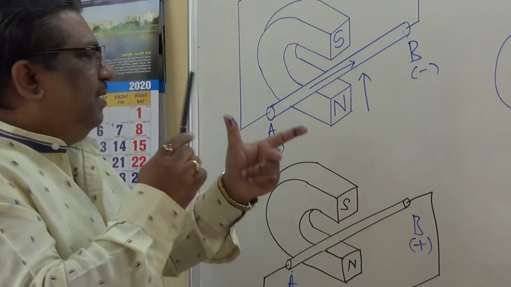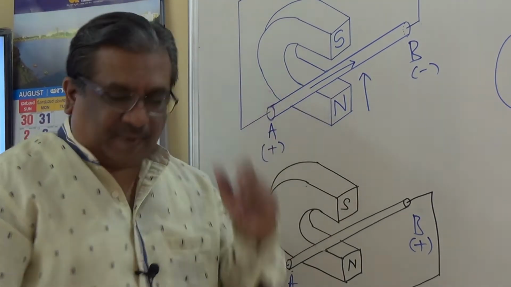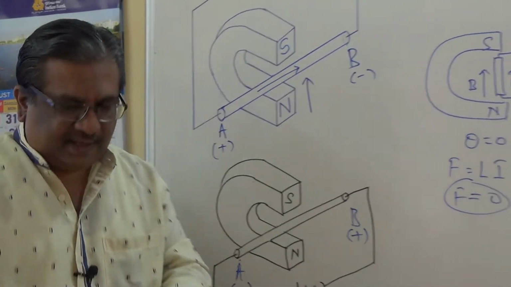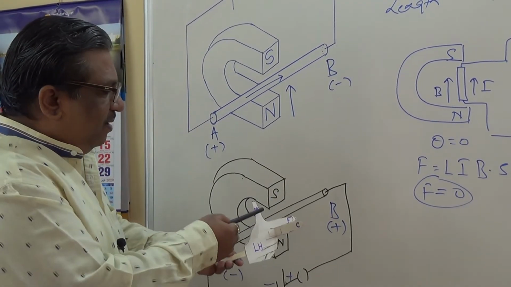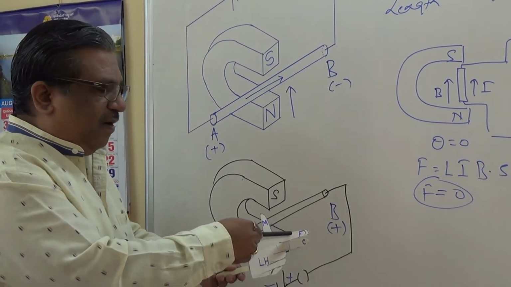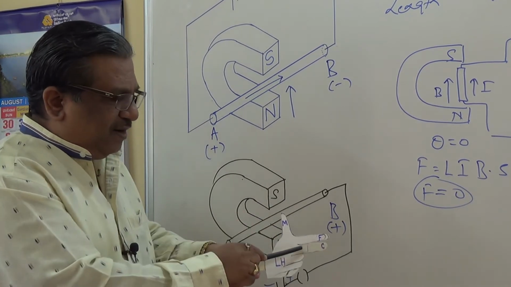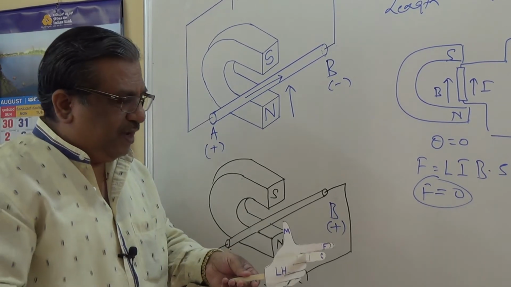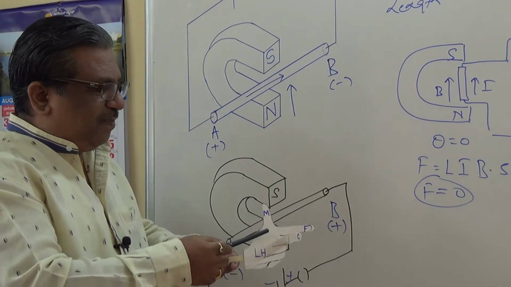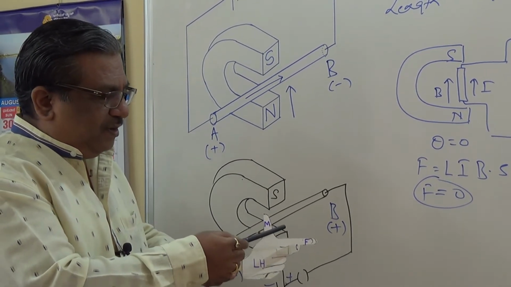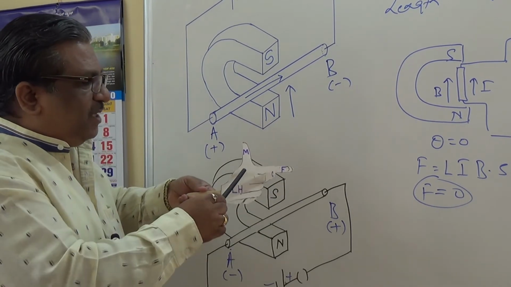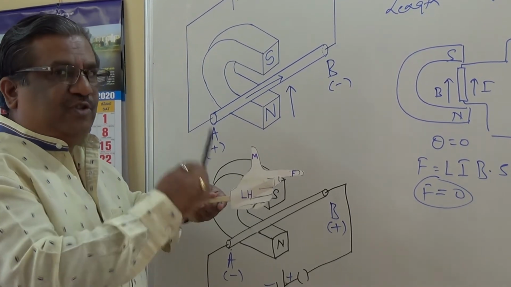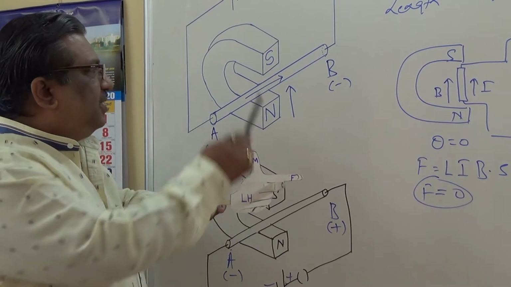Let us apply this Fleming's left hand rule to this one. I have made a small diagram also for your understanding. Here it is clear: thumb here, index finger, or you can also say the forefinger, and this is the middle finger. So in order to apply Fleming's left hand rule, which is used to determine the force or the motion experienced by the conductor, we will apply this one over here.